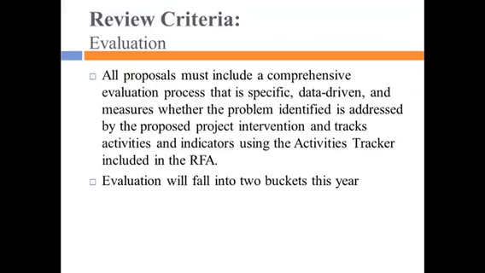The next review criteria is evaluation. In addition to prioritizing cost effectiveness and demonstrating that the anticipated results are commensurate with the cost of the project, FNS is looking for proposals that include comprehensive evaluation plans. All proposals must include a comprehensive evaluation process that is specific, data-driven, and measures whether the problem identified is addressed by the proposed project intervention, and tracks activities and indicators using the activities tracker included in the RFA. Evaluation will fall into two buckets this year, which we will discuss on the next slide.